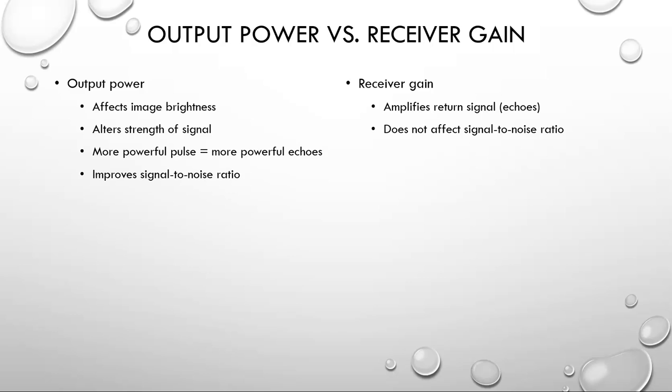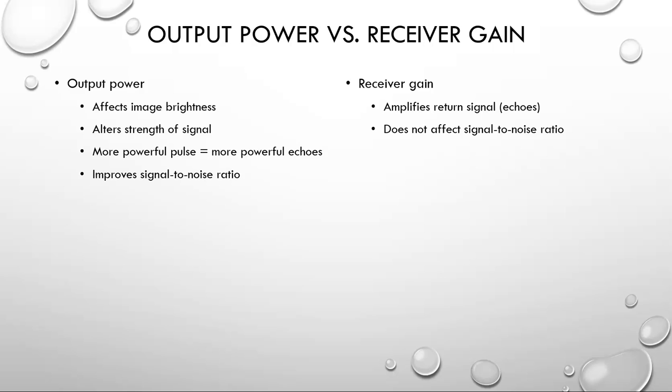Let's discuss output power versus receiver gain. Output power, as we said, affects the entire image. It affects the brightness of the entire image, and it alters the strength of the signal. More powerful pulses result in more powerful echoes, and therefore we get a better signal back. However, this is at a cost of patient exposure.